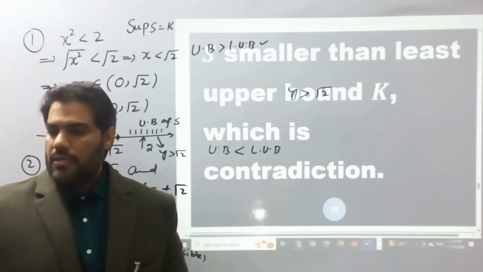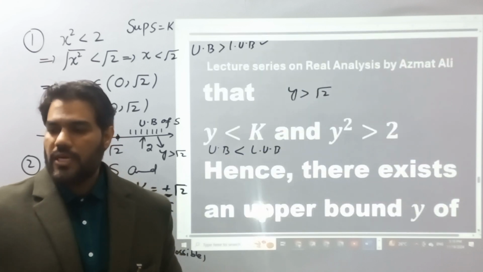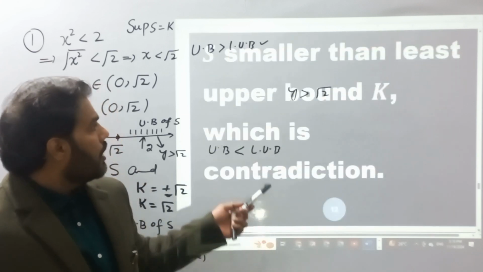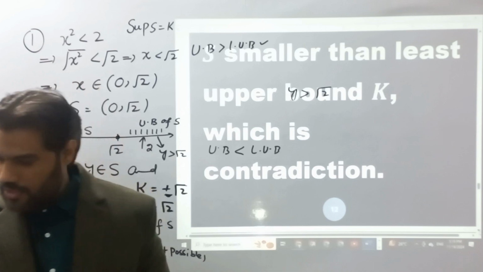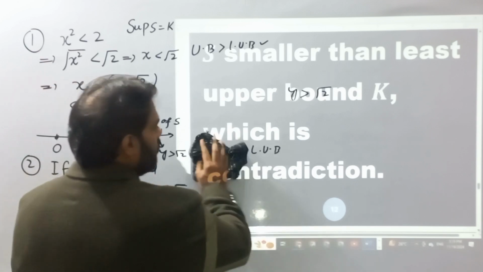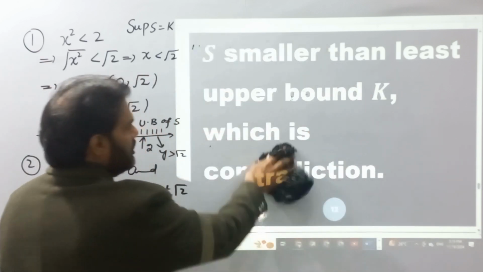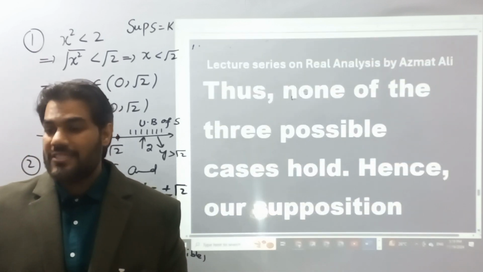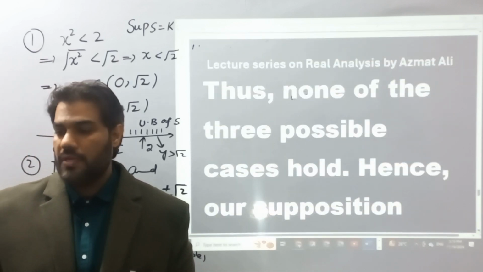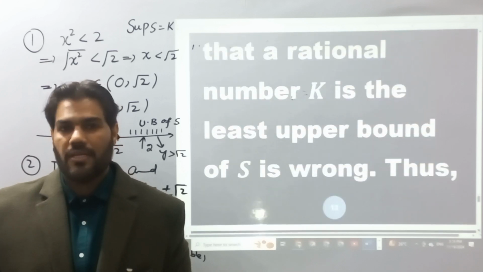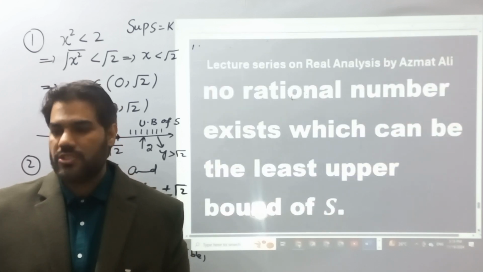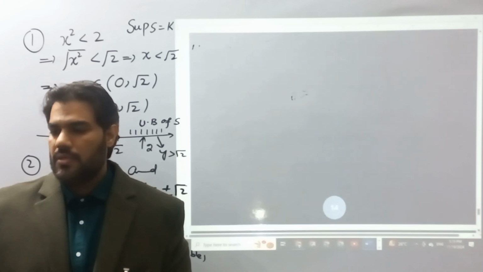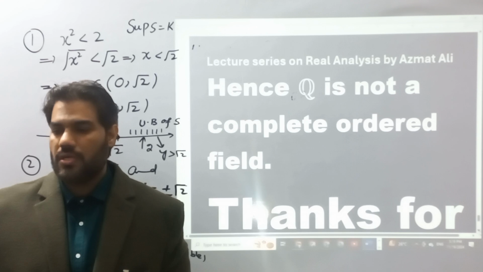Hence, there exists an upper bound y of S smaller than the least upper bound k, which is a contradiction. Thus, none of the three possible cases hold. Hence, our supposition that a rational number k is the least upper bound of S is wrong. Thus, no rational number exists which can be the least upper bound of S. Hence, Q is not a complete ordered field.